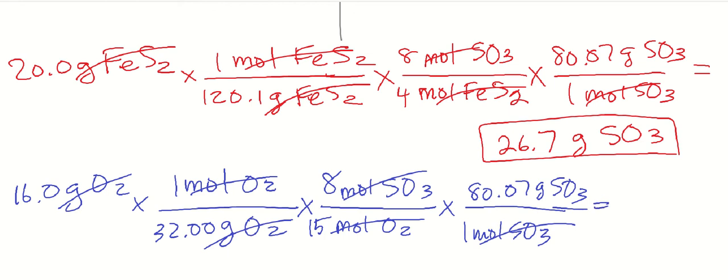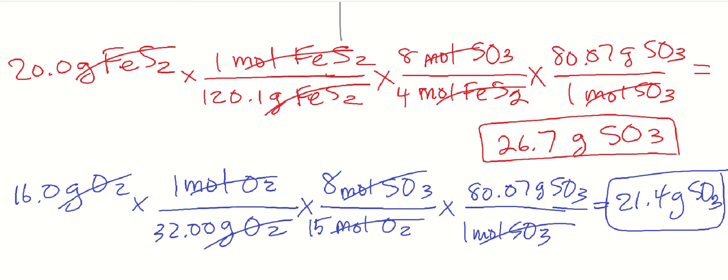Okay, let's see. 16 divided by 32, that's just a half, times 8 divided by 15 times 80.07. So 21.4 grams of sulfur trioxide if we had 16 grams of oxygen to start with.